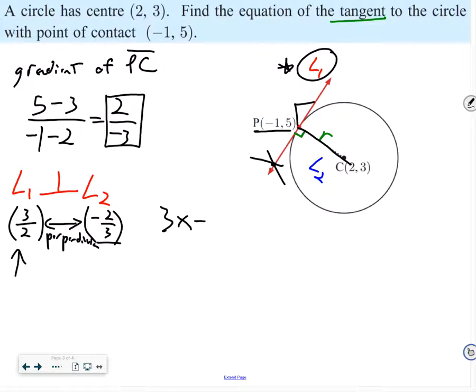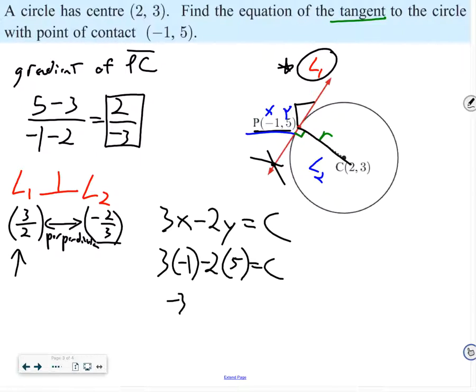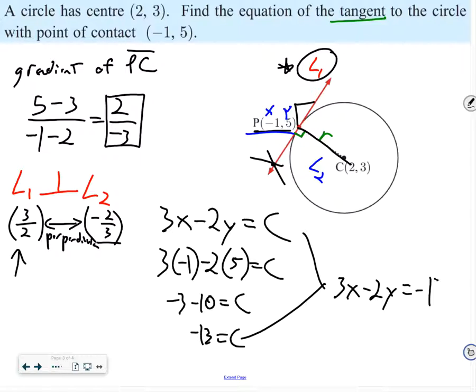So now that I have my gradient, I can use my general form and say that this is 3x minus 2y, again it's opposite there, equals my c value. Well, I know that my point negative 1, 5 needs to satisfy that, so I'm going to plug that into my x and into my y and solve for my c. So I get 3 times negative 1 minus 2 times 5 is equal to c. I get negative 3 minus 10 is equal to c. So c is equal to negative 13. Putting these things together, I get my final equation, 3x minus 2y equals negative 13.